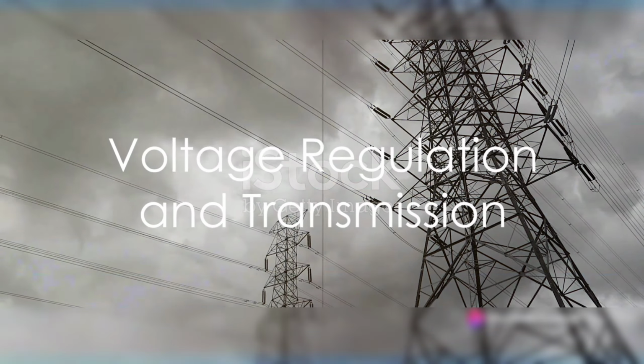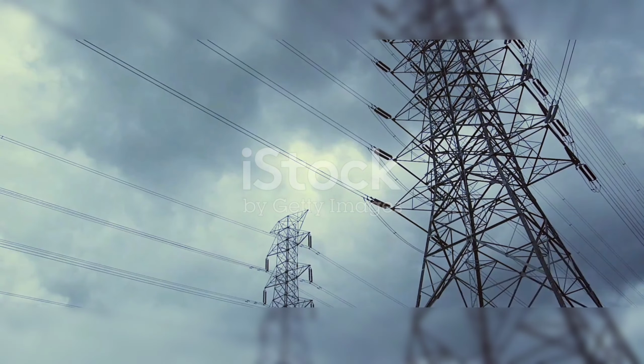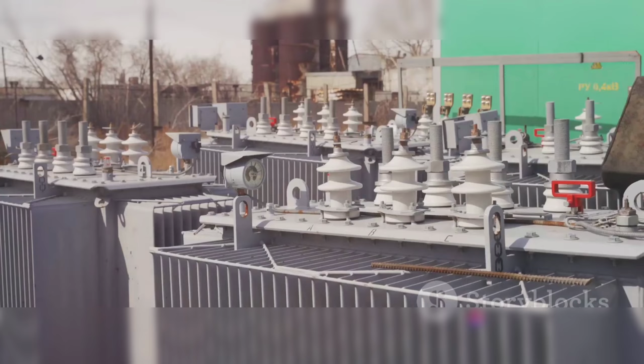As the rotor turns, the alternating current produced in the generator's coils reverses direction, resulting in a sine wave pattern of voltage output. But we're not done just yet.